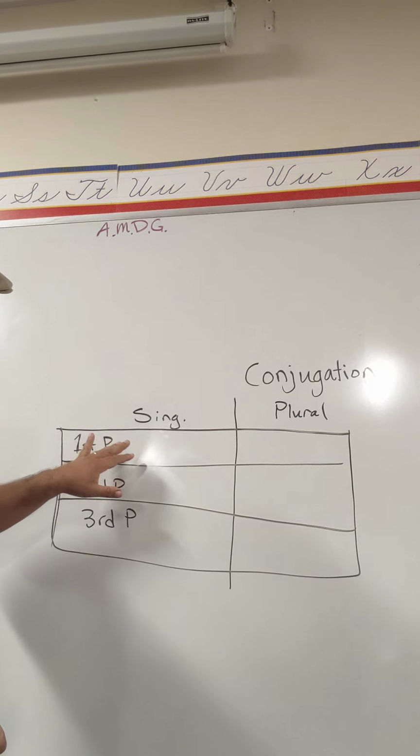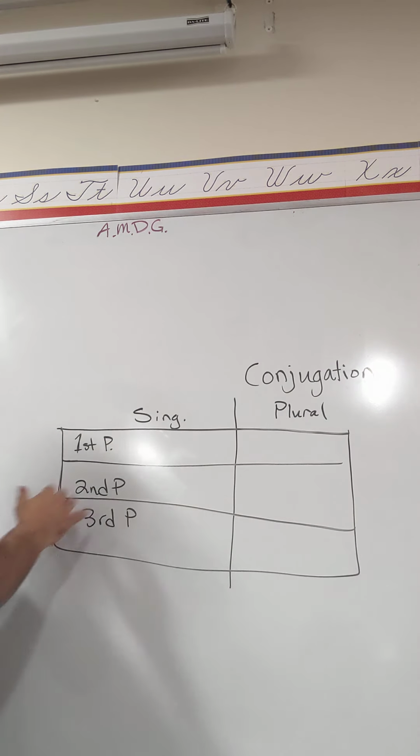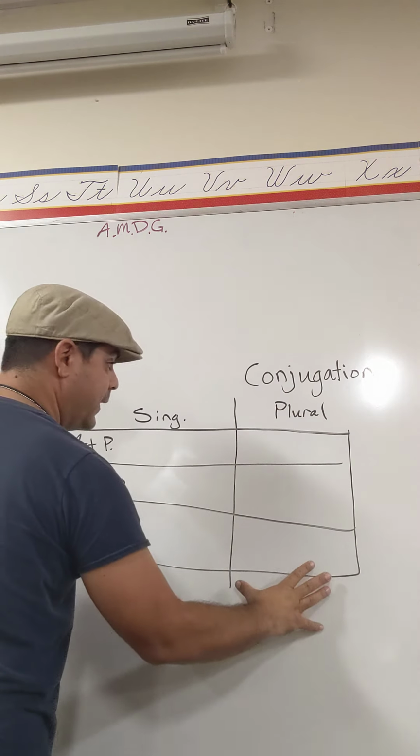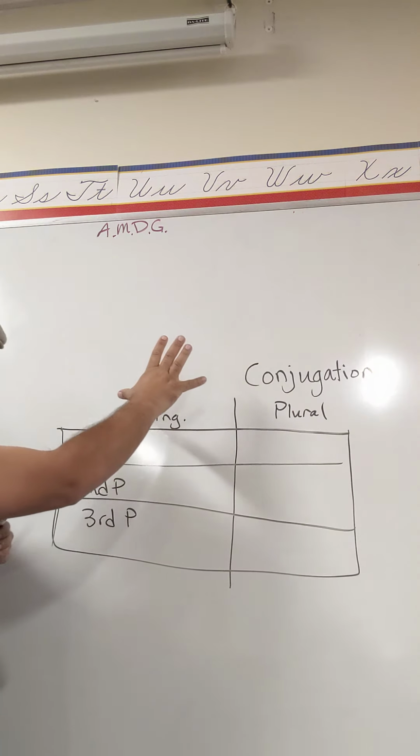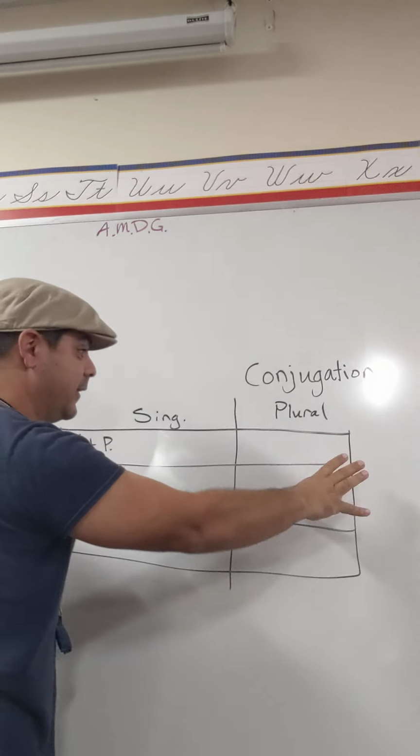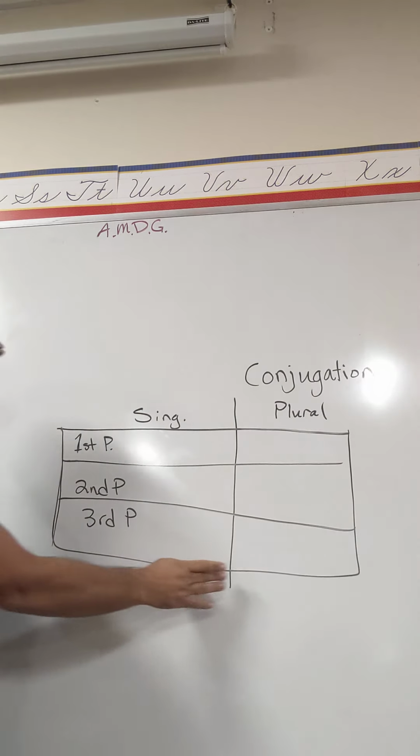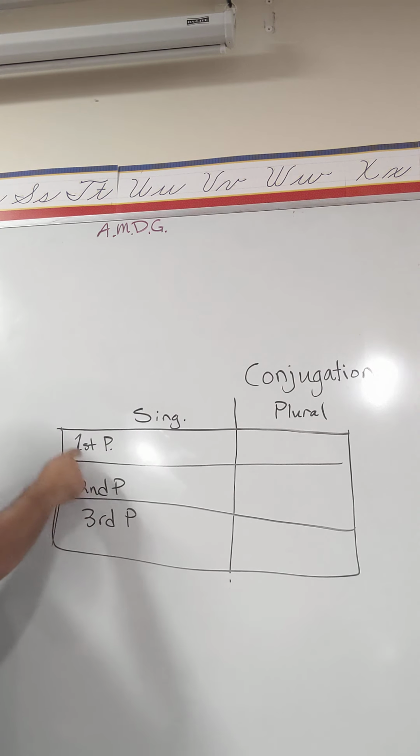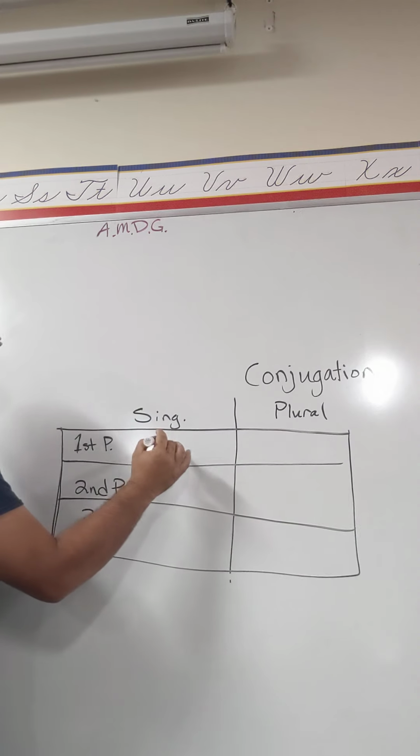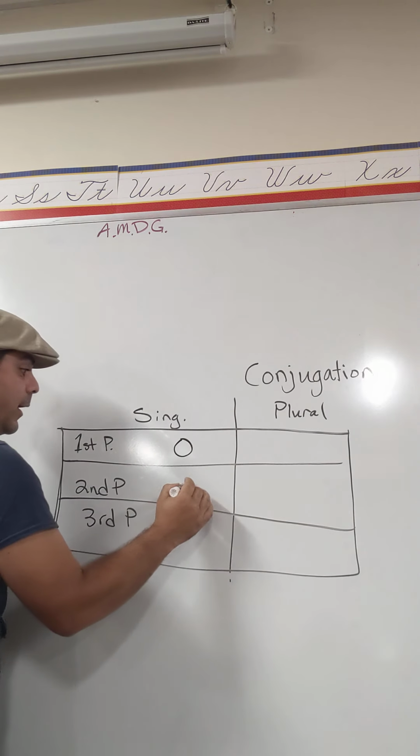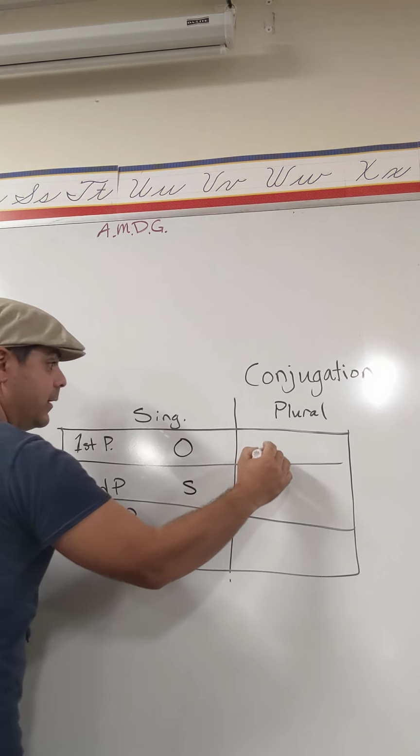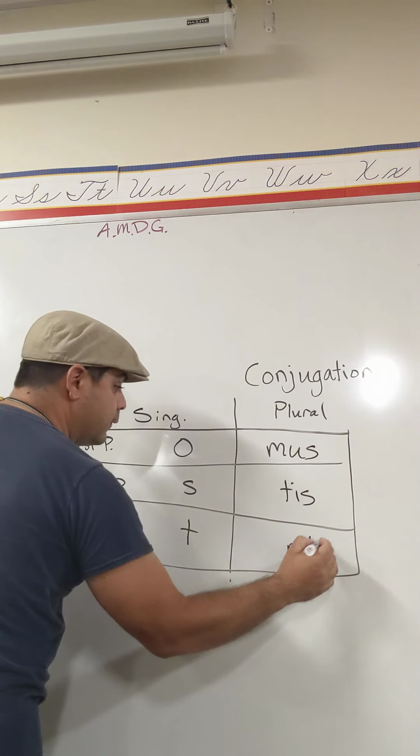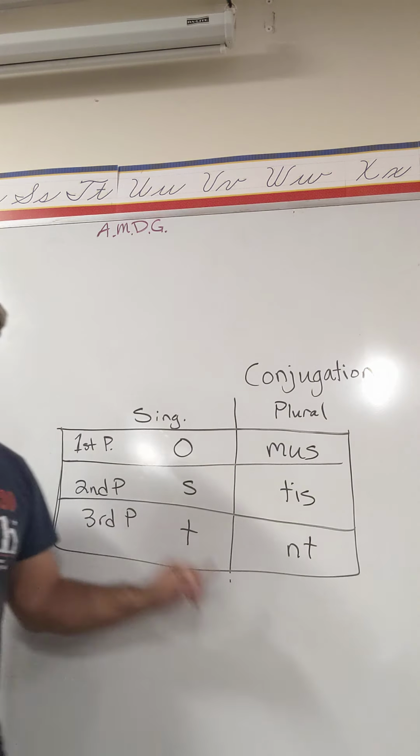You're going to notice that these are the singular and these are the plural. Every chapter, as I said, is set up exactly the same way. The kids must understand this structure and how it works. For now, we have the personal endings being o, s, t, mus, tis, nt. The students should have this memorized.